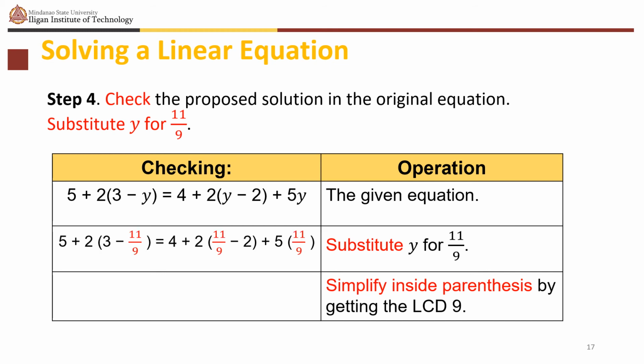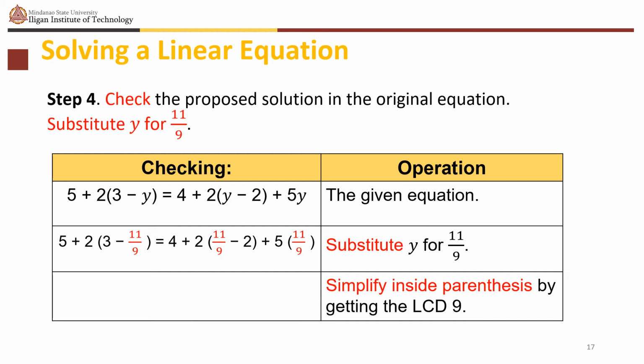Substitute y for 11 over 9. You now have 2 times (3 minus 11 over 9) equals 4 plus 2 times (11 over 9 minus 2) plus 5 times 11 over 9. And then, try to simplify the values inside the parentheses by getting the LCD.